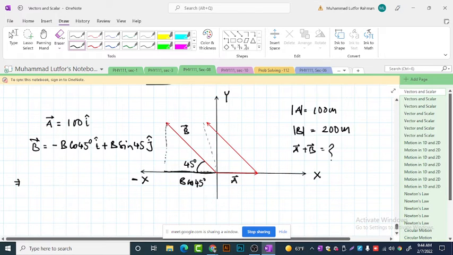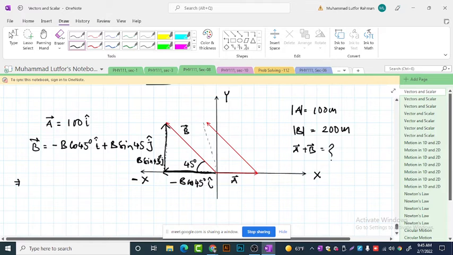This length would be b sin 45. It's a component, right? The component of vector b along the x direction and along the y direction. It would be over here, but I shifted it down over here, and there is a reason. Now, if I multiply b cos 45 by negative i hat vector, I will find that one. If I multiply b sin 45 with j hat vector, I will find that one.